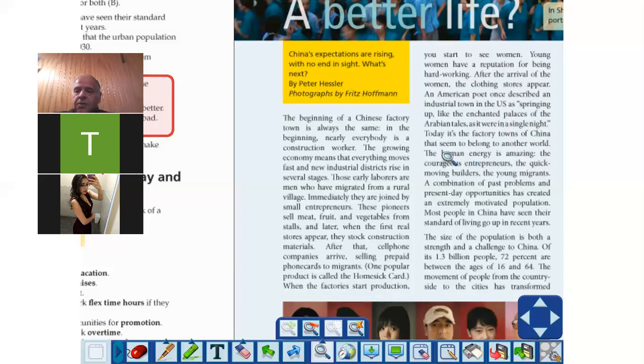Okay, continue reading, please. Today, it's the factory towns of China that seem to belong to another world. The human energy is amazing. The courageous entrepreneurs, the quick-moving builders, the young migrants. The combination of past problems and present-day opportunities has created an extremely motivated population. Most people in China have seen their standard of living go up in recent years.